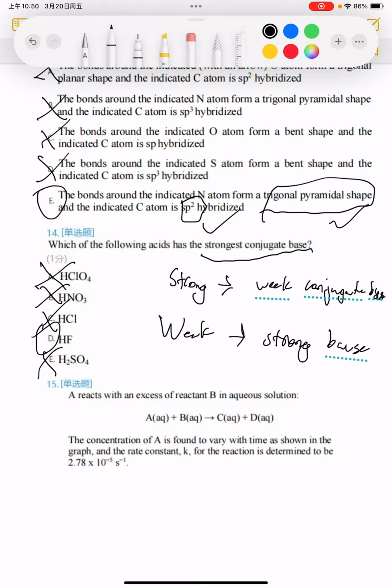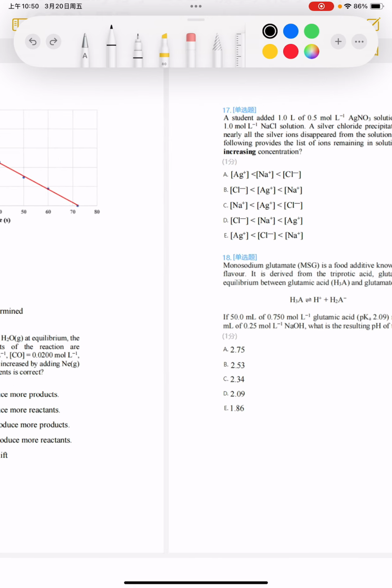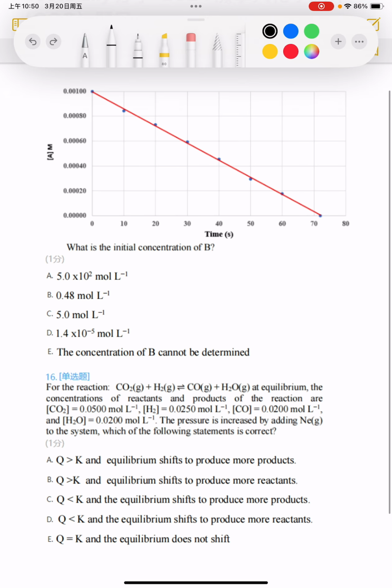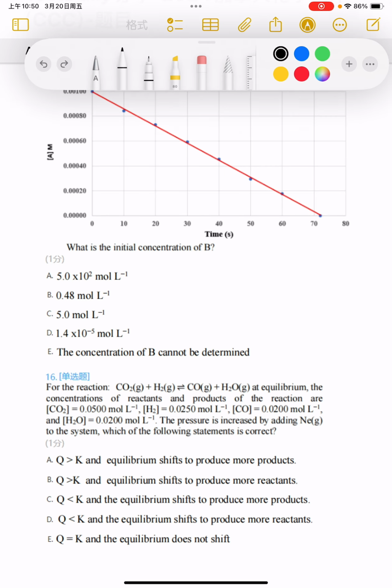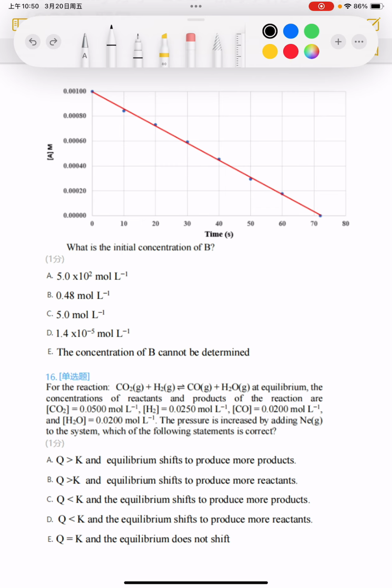Okay, now let me see. Question number 15. They've given us a reaction A goes to B, and the concentration of A is found to vary with time as shown in the graph. The rate constant is given to be 2.78 times 10 to the -5 second -1. We can see the graph over here. Since A is a straight line, a linear line, that means A is 0 order.